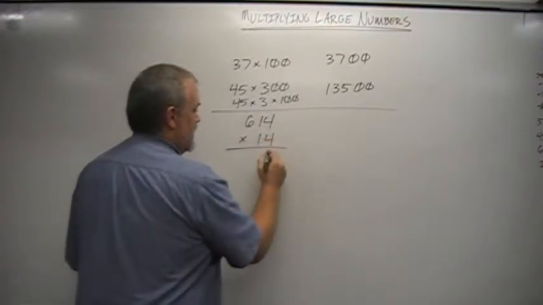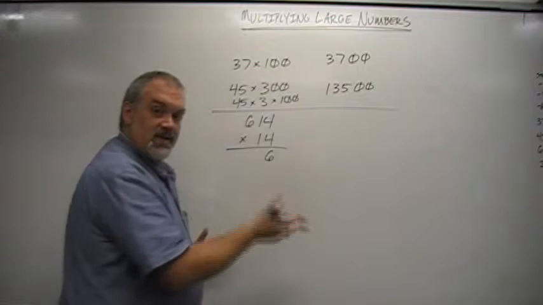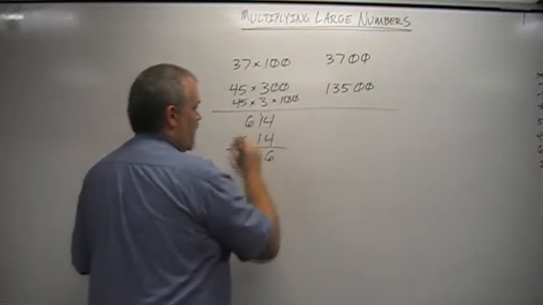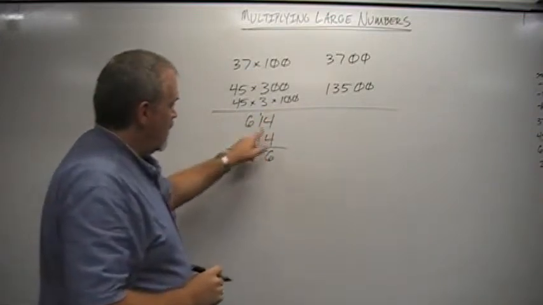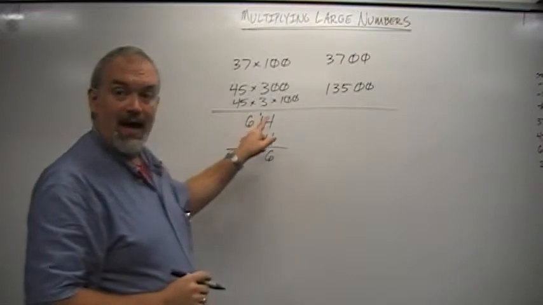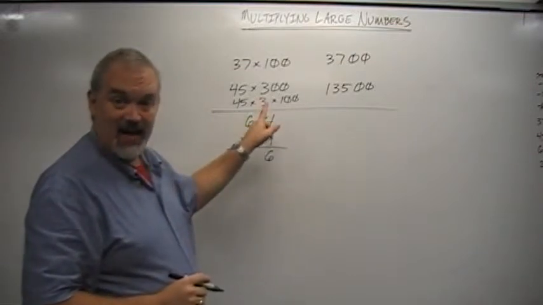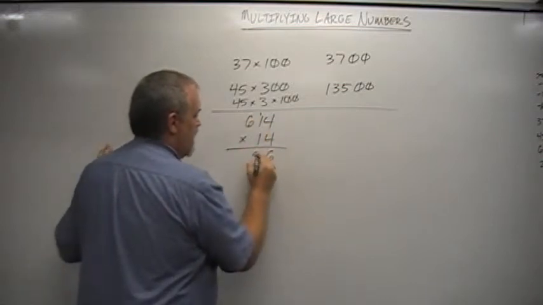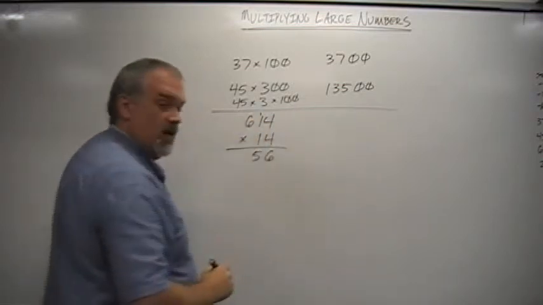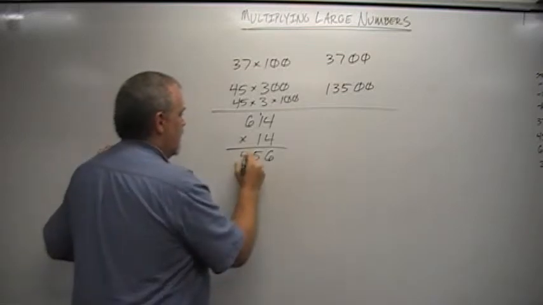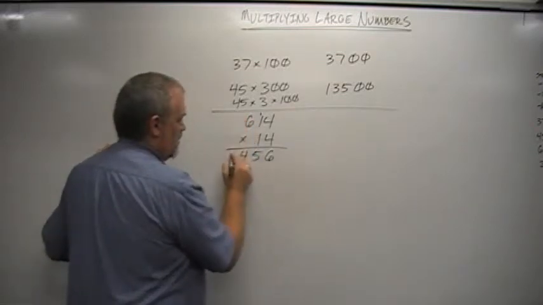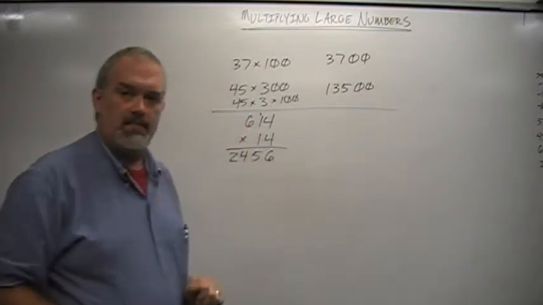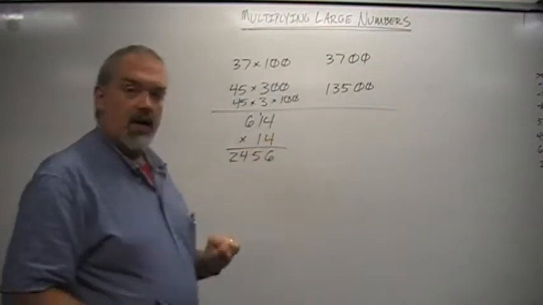4 times 4 is 16, which means I have a 1 to carry, so I carry the 1 up there. Then I have 4 times 1 is 4, and I don't multiply again, I add the 1 that I carried over. 4 times 1 is 4, plus 1 is 5. 4 times 6 is 24. I would normally carry the 2, but there's nothing more, so I just go ahead and put it there. Now, that's multiplying by 4.